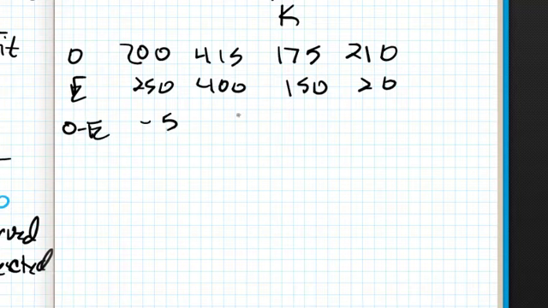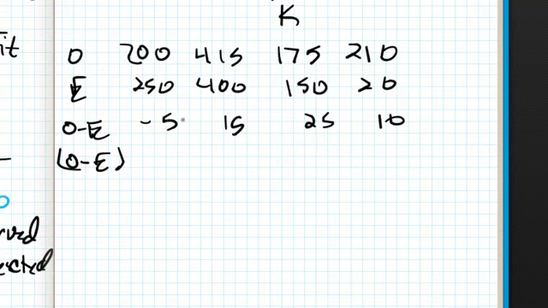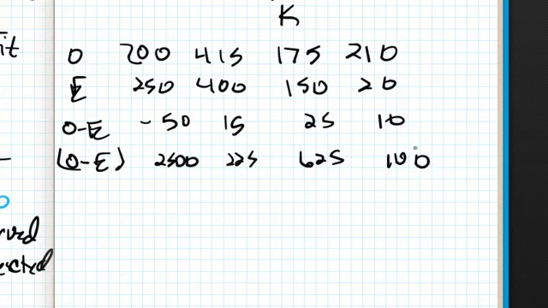And then I'm going to do my observed minus expected. So I'm going to get -50, 15, 25, and 10. And then I might as well do observed minus expected, squared. That's -50 squared, so I've got 2,500, 225, 625, 100. And then I'm going to do my observed minus expected squared divided by expected.